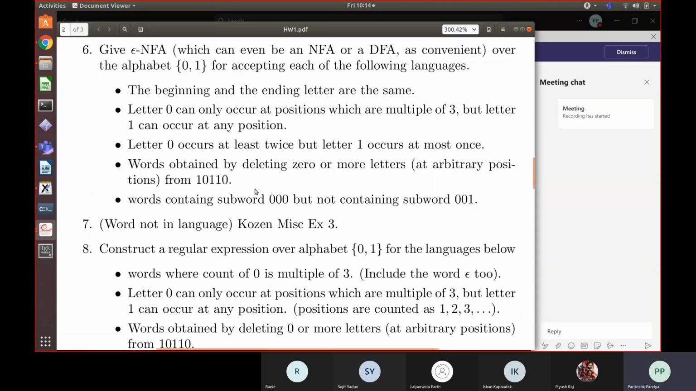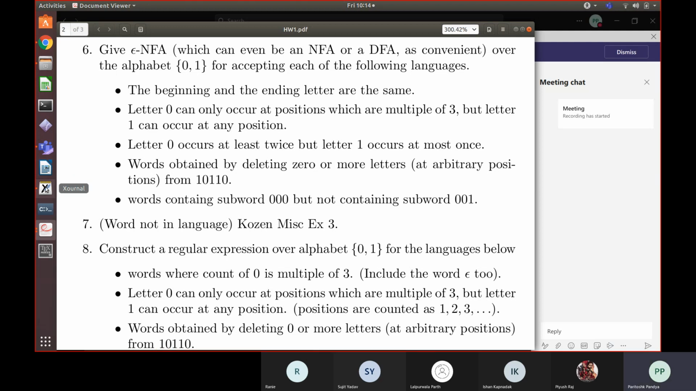Okay, let's consider something more. 6C. Letter 0 occurs at least twice, but letter 1 occurs at most once. So all words over the alphabet 0 and 1, where letter 0 should occur at least twice, but 1 can occur at most once. So we want to build an automaton for that.